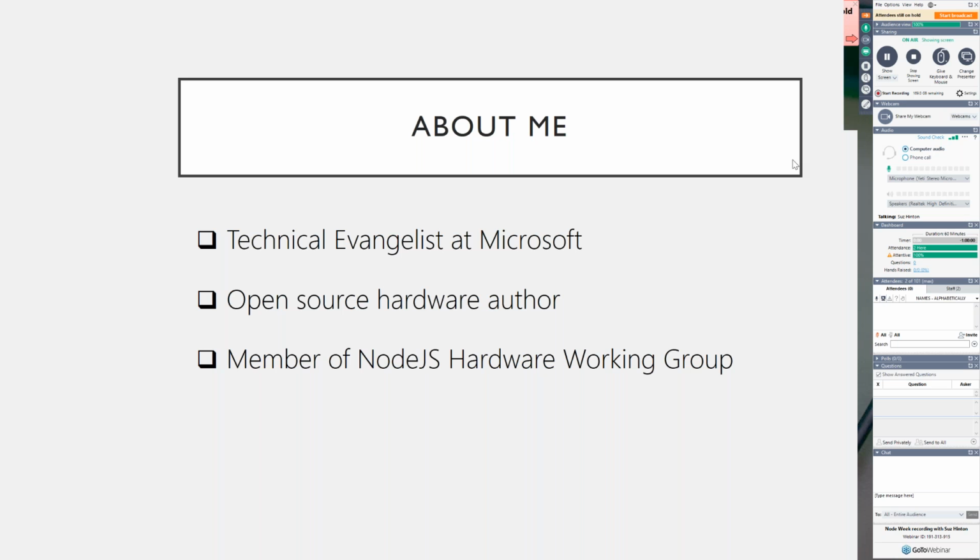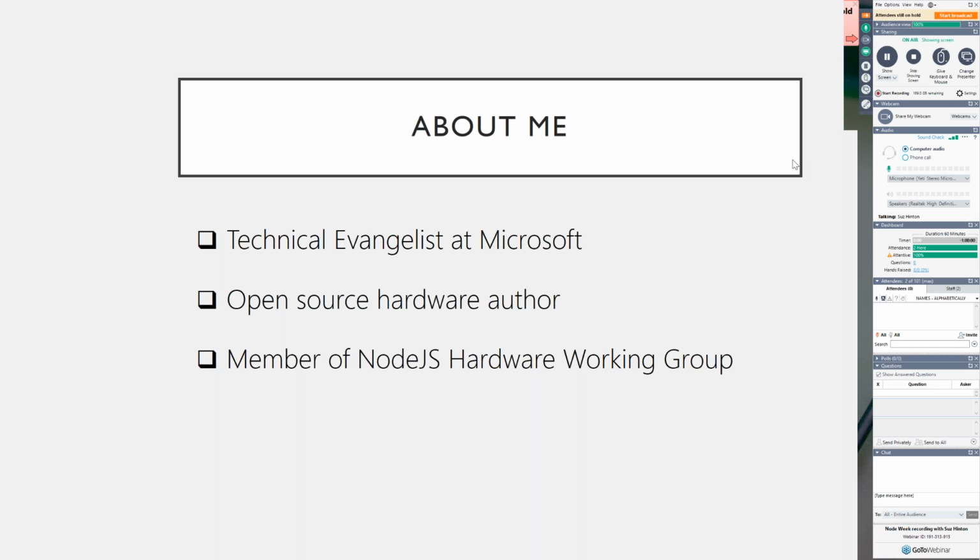On the side, I'm an open source hardware author. Most of the open source hardware libraries that I contribute to or maintain are Node.js, which is why I'm bringing you a lot of this today. And I'm also a member of the Node.js hardware working group. This working group is very passionate.